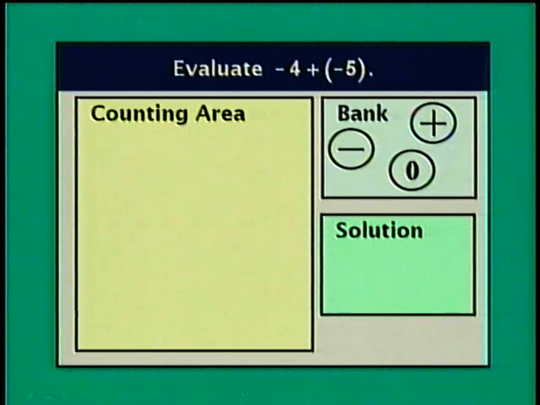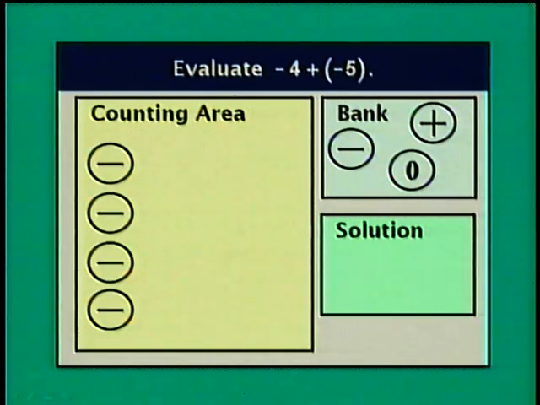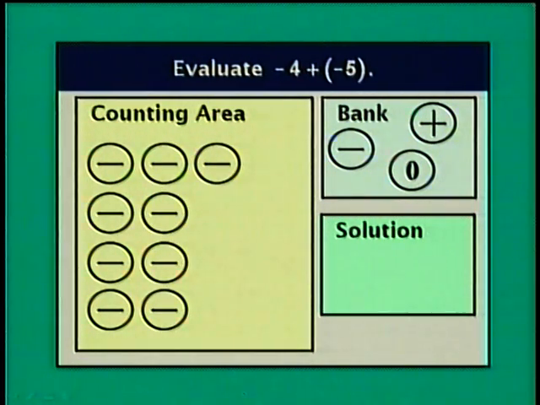Well, what if we were asked to evaluate -4 plus -5? This is almost exactly the same problem we just worked. The only difference is we're going to start with 4 negative chips, and then we are going to add 5 additional negative chips. So altogether we have 9 negative chips. 9 negative chips represents the number -9. So in our solution, what we would actually write on our paper is that -4 plus -5 equals -9.